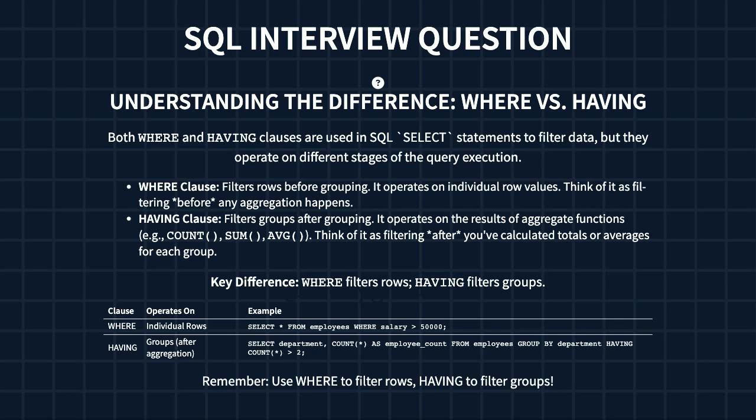The having clause, on the other hand, comes into play after you've grouped your data and calculated things like counts or averages. So it filters the groups, not the individual rows. Think of it as show me departments where the number of employees is greater than 2. The key takeaway is where filters rows, having filters groups. Let's look at a quick example in a table to illustrate how they work.